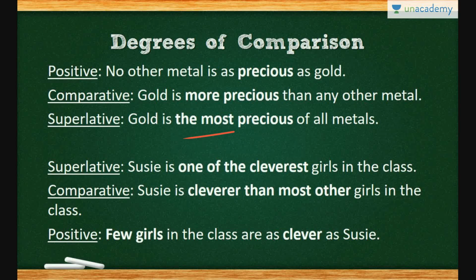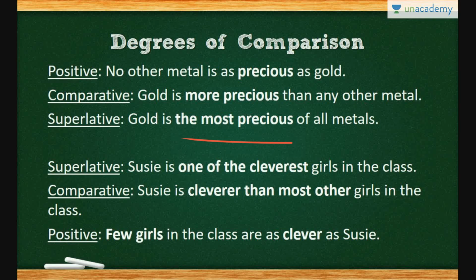No other metal is as precious as gold. This is the simplest form. Gold is more precious than any other metal. We are comparing it, so comparative degree. Gold is the most precious of all metals. Now this is superlative. There is no metal as precious as gold.